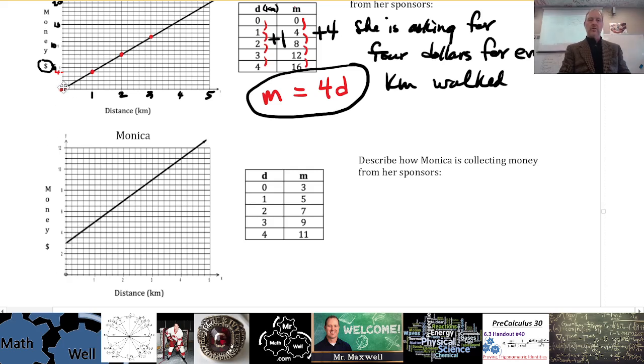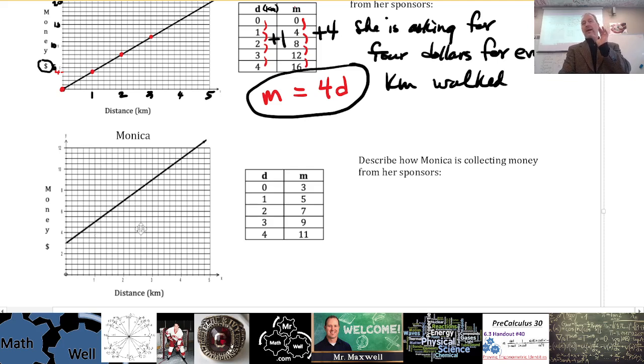The other one started at 0, 0. This one starts up the axis a bit. Okay, well, we'll talk about what that might mean. Any other differences you can see? Yeah? For every bit of the graph, there's a different amount of money. Okay, let's break that down. For every little bit of the graph, there's a different amount of money.